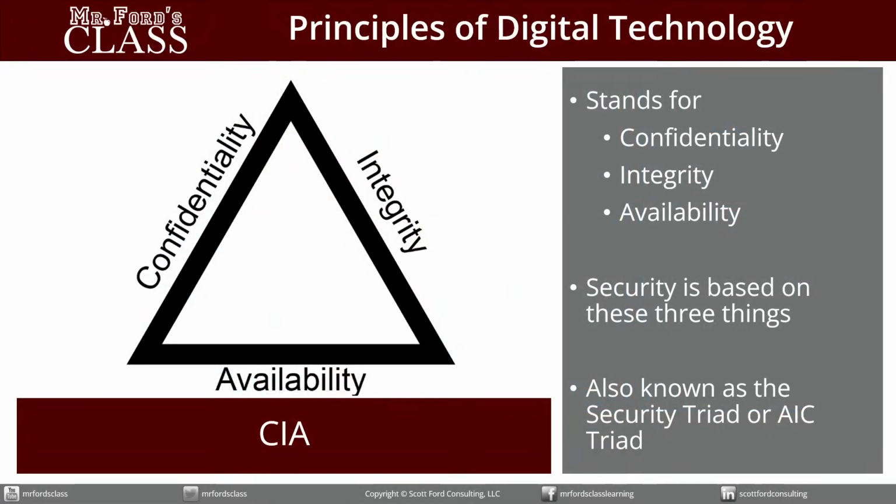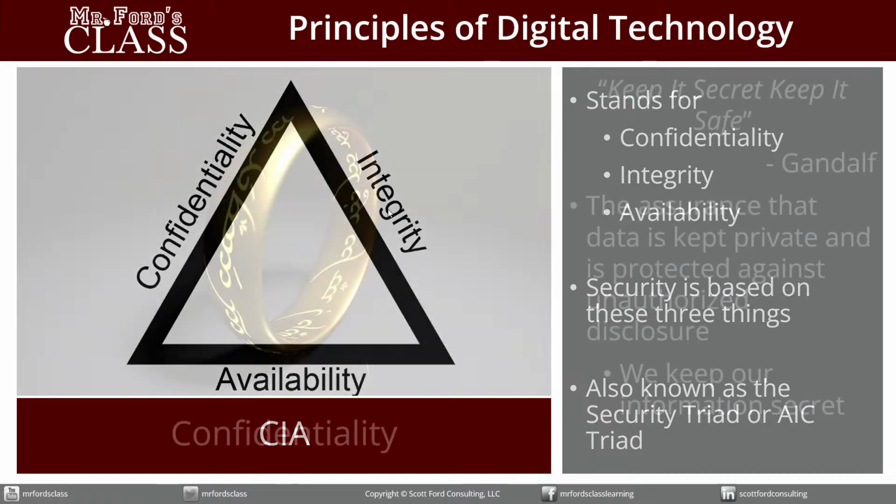Anyhow, we're going to talk about the CIA in the context of security. And the CIA stands for confidentiality, integrity, and availability. And all of security is based off of these 3 things. They really do kind of form the foundation of all of our security conversations. You might also hear this called the security triad or AIC triad.